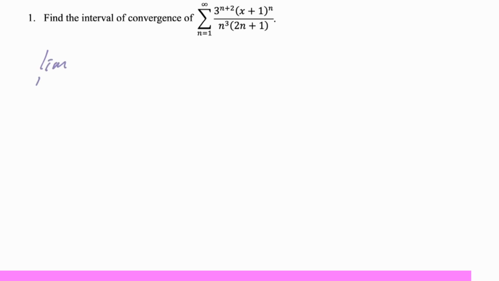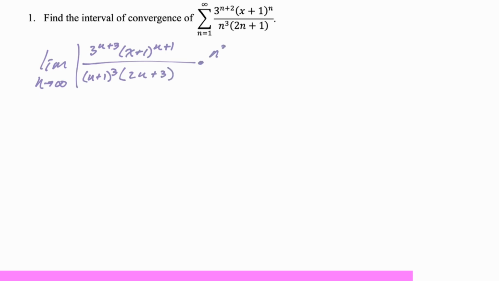That's going to be the limit as n approaches infinity of the absolute value, which I'm putting in even though this thing is always positive at this point. Actually, it's not. Sorry. There's an x in there, right? An x could be anything. So we do need to include the absolute value for sure. It's going to be n plus first term. So we're going to get 3 to the n plus 1 plus 2 is n plus 3. You get x plus 1 to the n plus 1. You're going to get n plus 1 cubed. And then you're going to get 2 times n plus 1 is 2n plus 2 plus 1, so 2n plus 3. And then times the reciprocal of the original, so n cubed times 2n plus 1 over 3 to the n plus 2, quantity x plus 1 to the n.